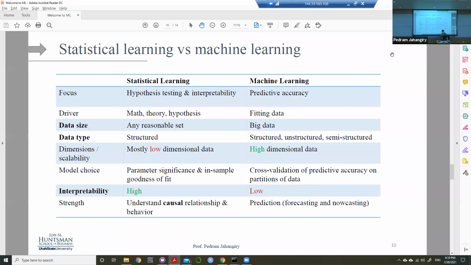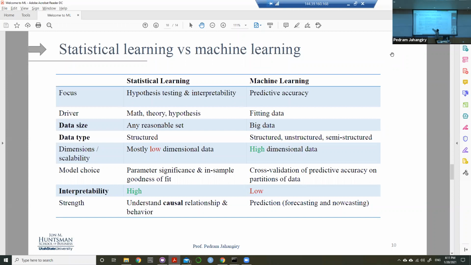Okay, so this is a very important slide, and we are going to repeat this slide many times during the semester, but let me give you a high-level preview. On the left, we have statistical learning. On the right, we have machine learning. Let me call this SL, ML, right? Because I have to say a lot. So the focus in SL is hypothesis testing, interpretability. You are all familiar with hypothesis testing. You have a belief, you want to test it, use data, use econometrics, and then based on some assumptions, say if that statement is valid or not, right? In machine learning, it's all about predictive accuracy. All you care about is whether your model is accurate or not.